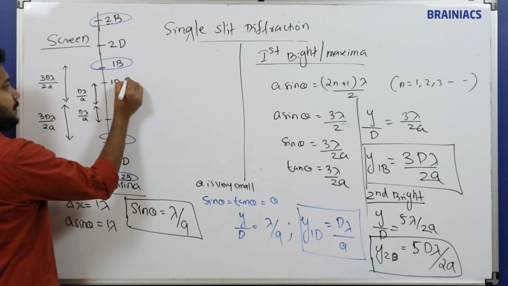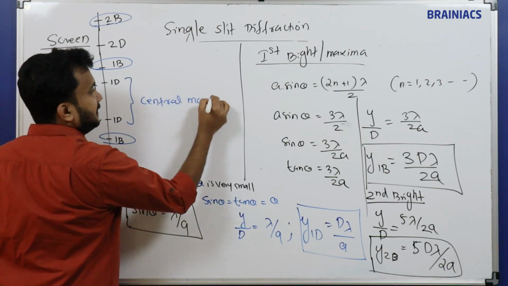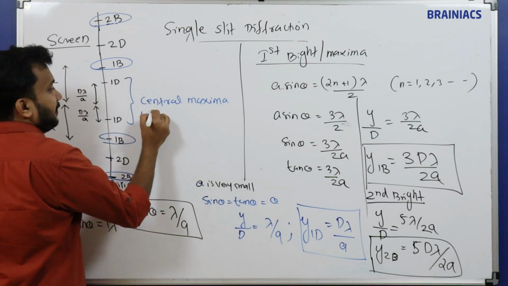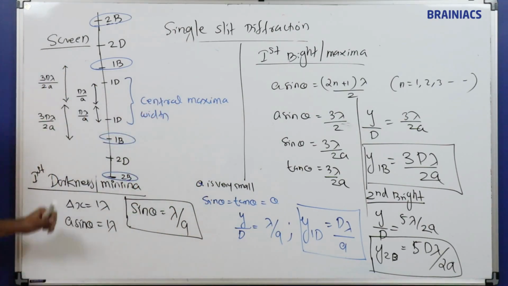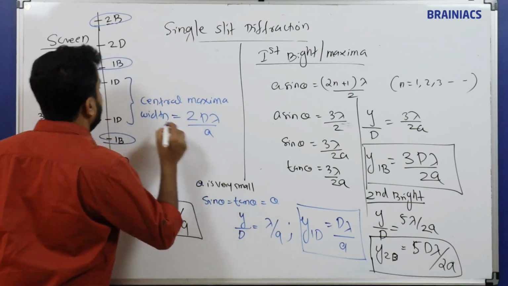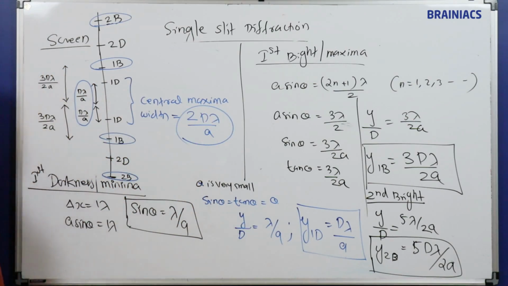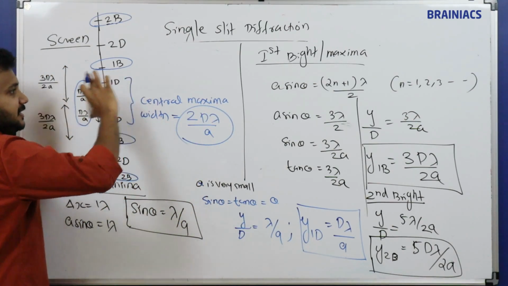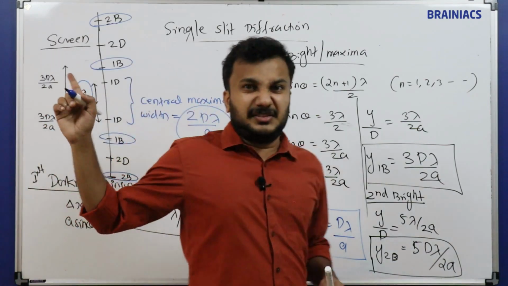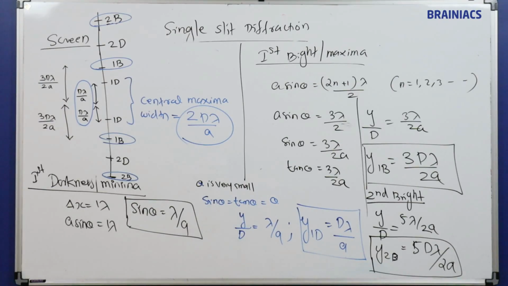Now this width is called the central maxima width. What is the width of the central maxima? The total width: central maxima width is 2D lambda by A. This much width is 2D lambda by A, the full width of the central bright. This is very important, highly important. A lot of questions will come from this area, and definitely you have to know it.